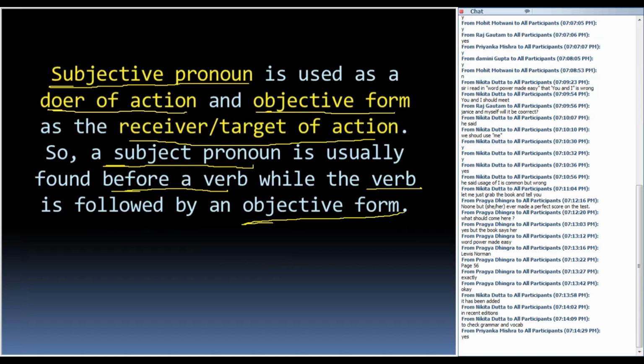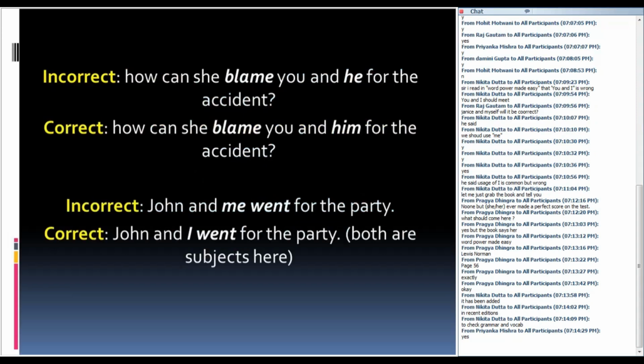So if the pronoun is before the verb, generally it should be in the subjective case. If the pronoun is after the verb, it should generally be in the objective case. Because objective form is the receiver of the action, so it will come after the action. So I'll show you some sentences which will exemplify this.